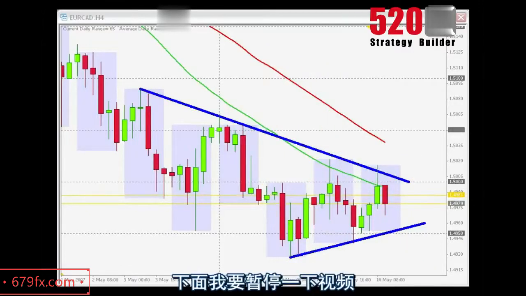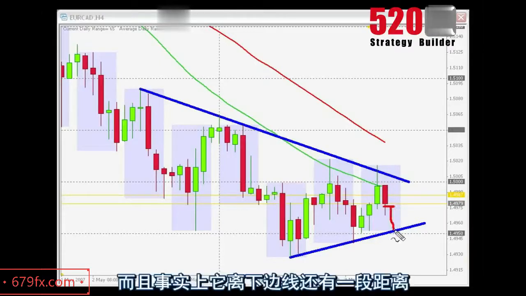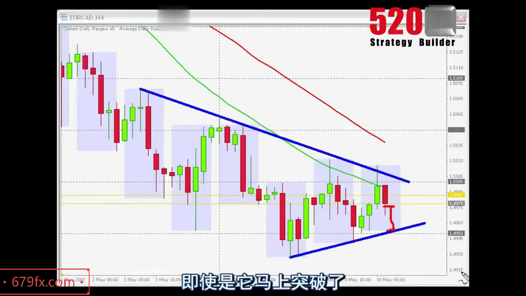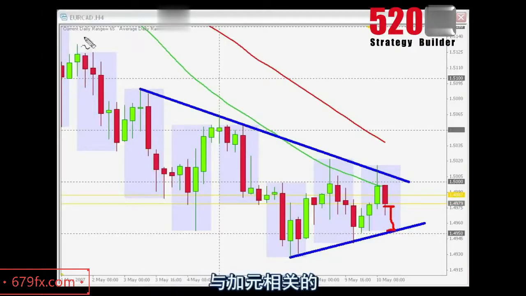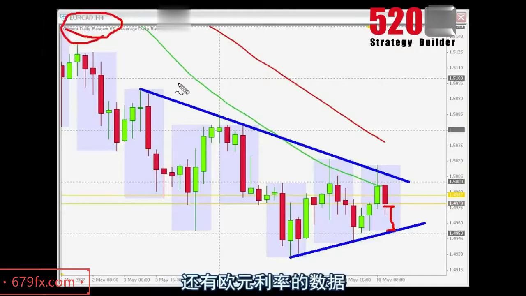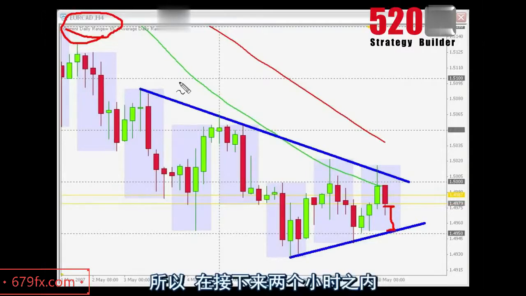I'm going to pause the video. I'm not going to take any trade within the next hour or so, because even if the breakout occurs right now, which it doesn't because there's still a fair distance to the downside, there are some news coming out in half an hour on the Canadian dollar, and also we have the euro interest rate decision as well. So for the time being, I'm not going to take any trade within the next 1-2 hours.